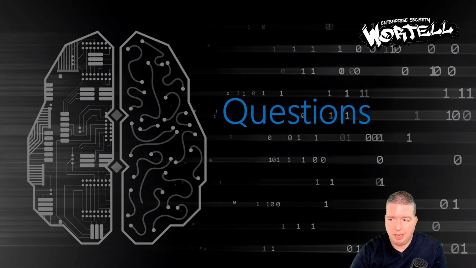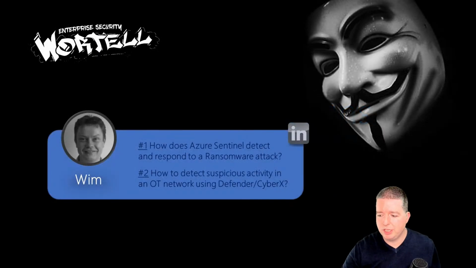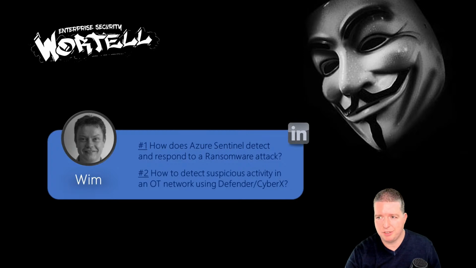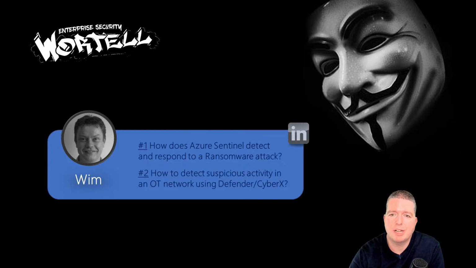Now, I'm seeing a lot of activity here on YouTube, but we also got two questions ahead of time from Wim on LinkedIn. The first question was, how does Azure Sentinel detect and respond to a ransomware attack? And second, how to detect suspicious activity on an industrial network using Defender and CyberX. So let's take those questions. A ransomware attack. How would Azure Sentinel know that there's something happening from an adversary?